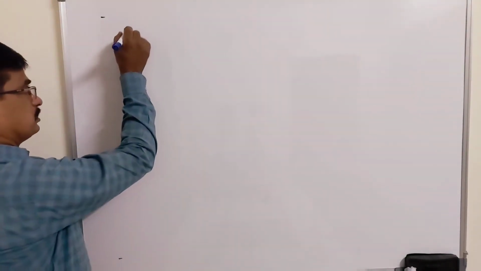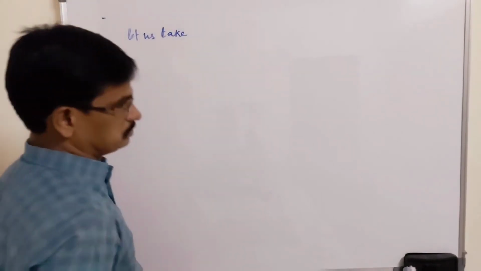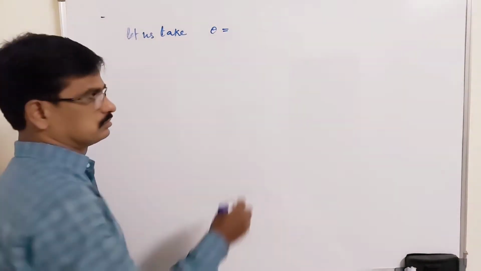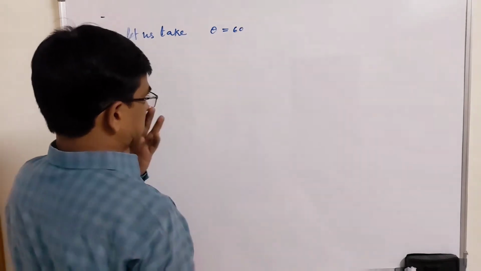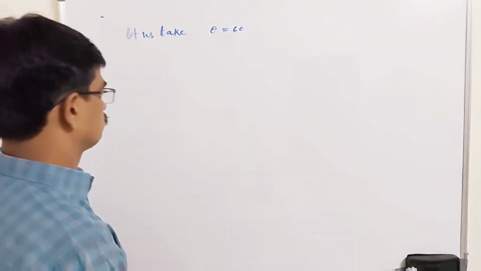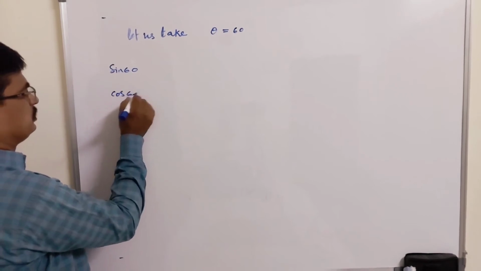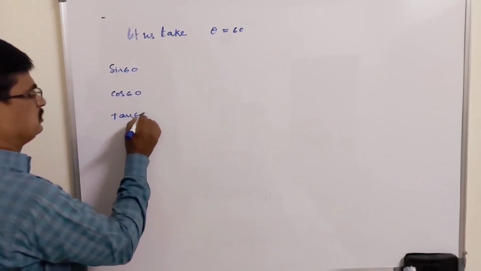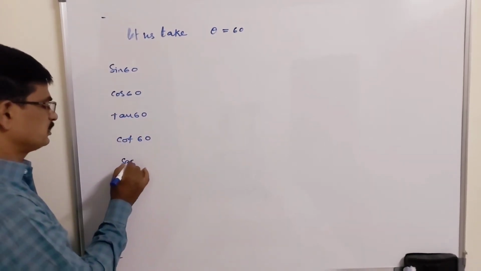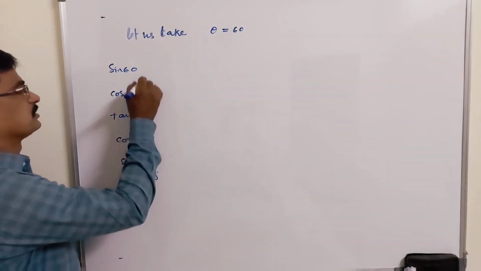Now let us take theta is equal to 60 degrees. First, initially we are taking theta is equal to 60 degrees, to find out sin 60, cos 60, tan 60, cot 60, secant 60, cosecant 60 degrees.